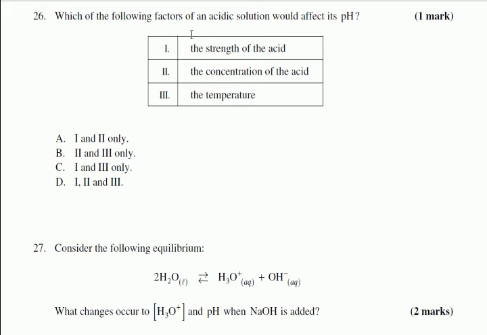Which of the following factors of an acidic solution would affect its pH? So, the strength of the acid. Yes, this one affects pH. For example, 1.0 HCl is going to have a much lower pH than 1.0 HF. The reason is that HCl is a strong acid and HF is a weak acid, so HCl is going to have a lower pH. So strength of the acid, absolutely, affects the pH.